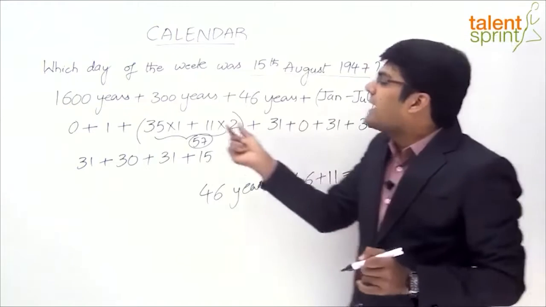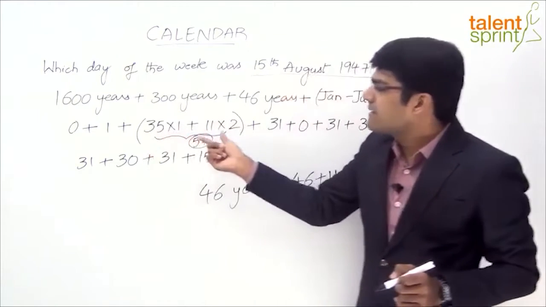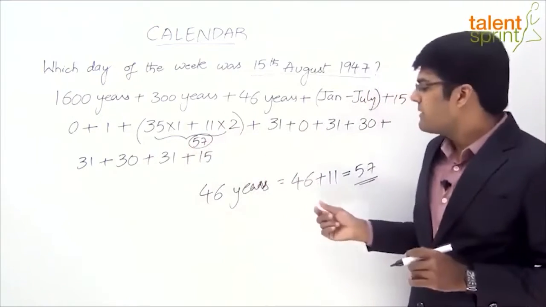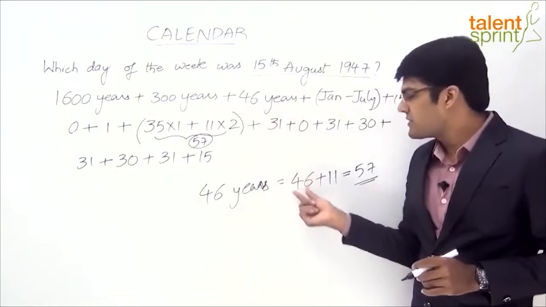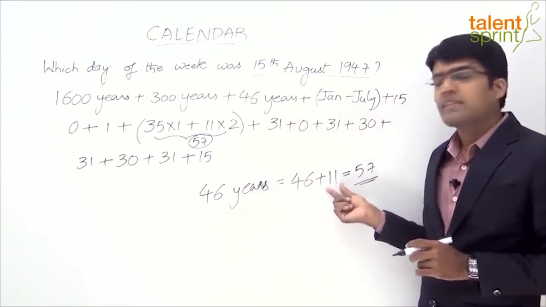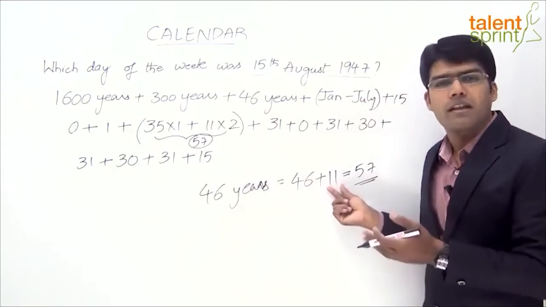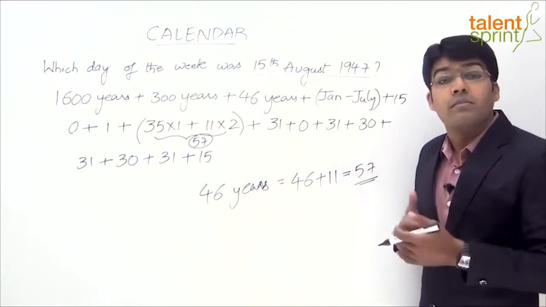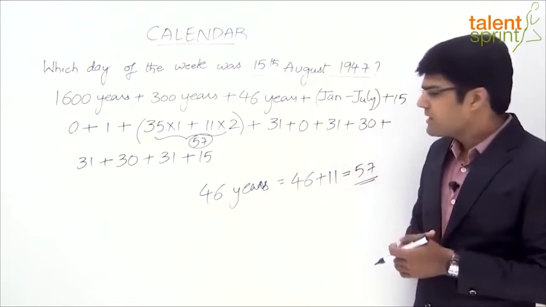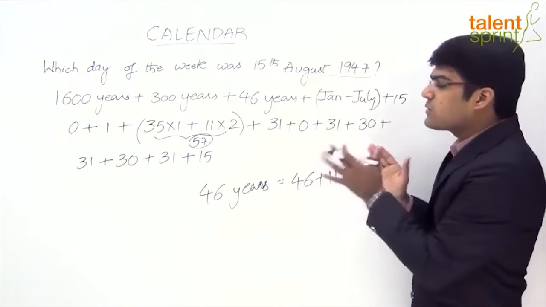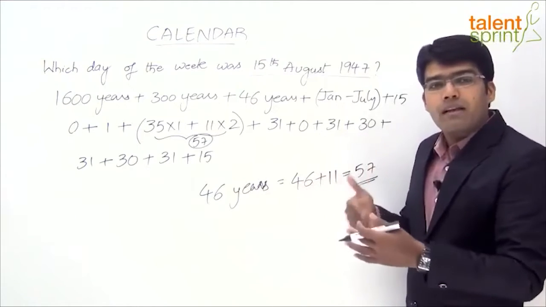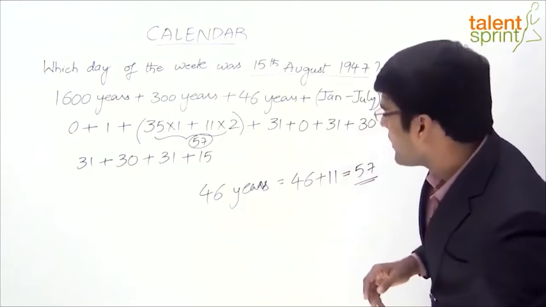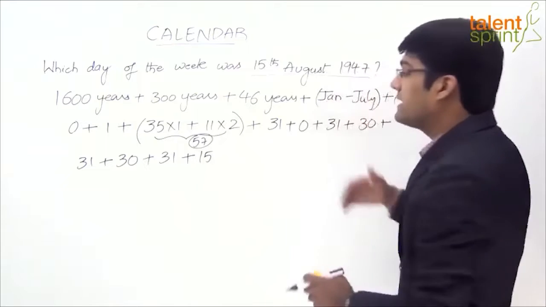So as you can see, either we can take the number of ordinary years into 1 plus the number of leap years into 2, which gives us 57, or the simple way to do the calculation is take the number of years, 46, plus the number of leap years. Each leap year will have 1 additional odd day, right? So plus 11 will give us the additional odd days in those 11 leap years. So 46 plus 11, 57. So that's one point which you need to remember while calculating the number of odd days for these years, which is very easy to understand.